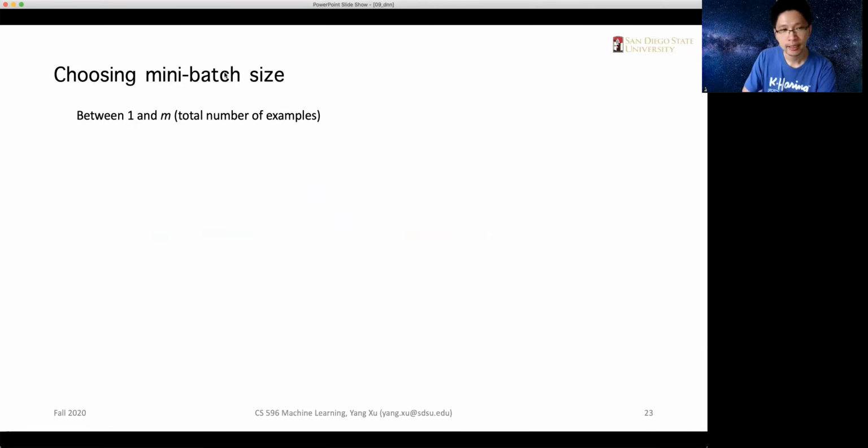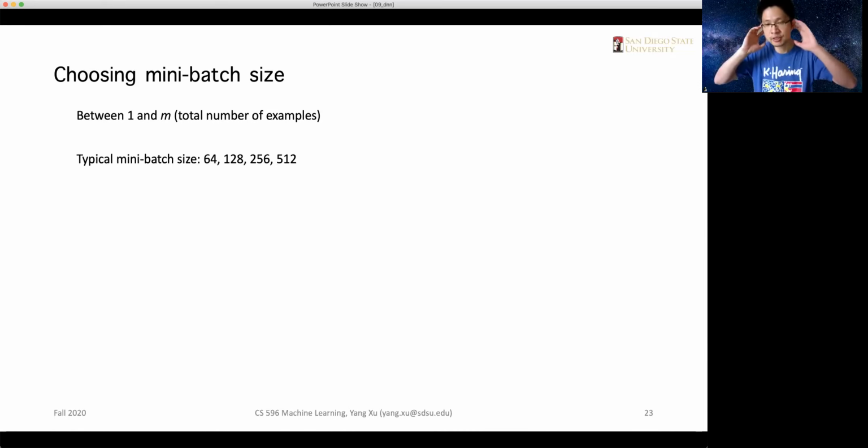So now it's the question of choosing the mini batch size. In theory, you can choose any value between 1 and n. But we have some typical values in practice. We can choose 64, 128, 256. But I want to say that again: it depends on the model, and it depends on the data.